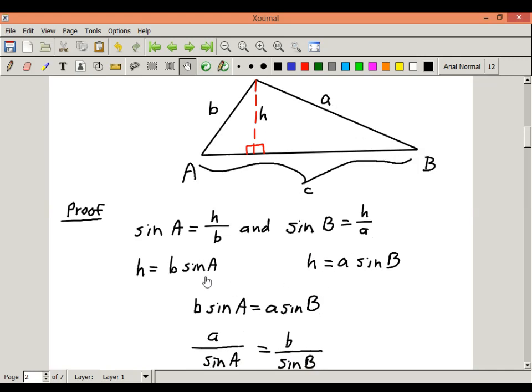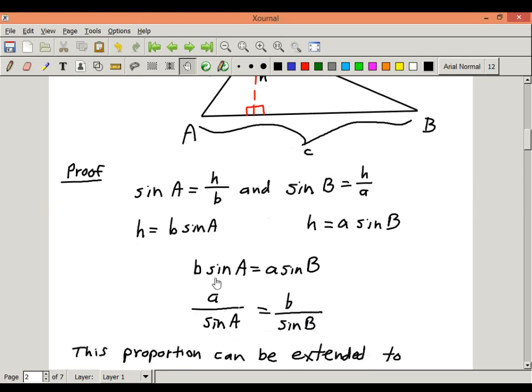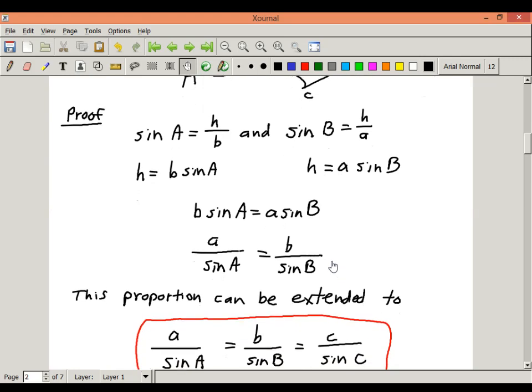Notice both these equations are solved for h, so we can set them equal to each other. And that's what I did right here. So b times the sine of angle A equals a times the sine of angle B. Now, if you divide both sides by the sine of angle A and the sine of angle B at the same time, you'll have this proportion right here. That's how we get this proportion.